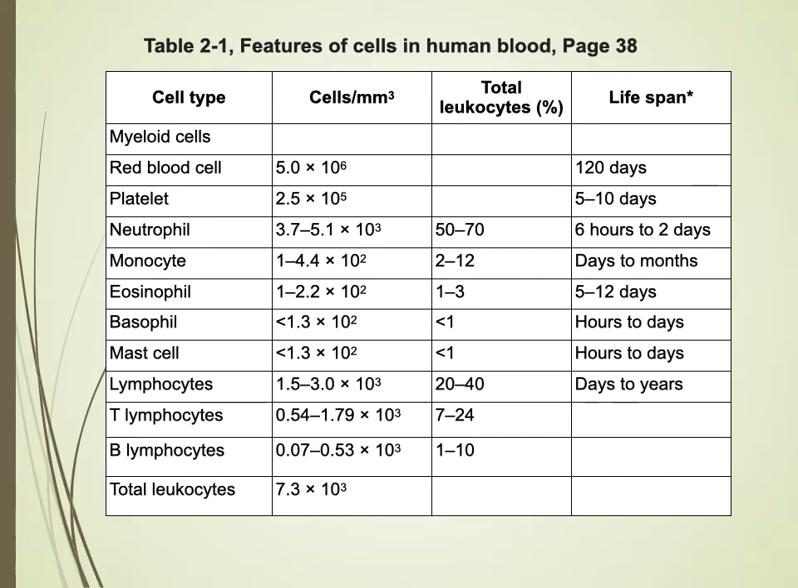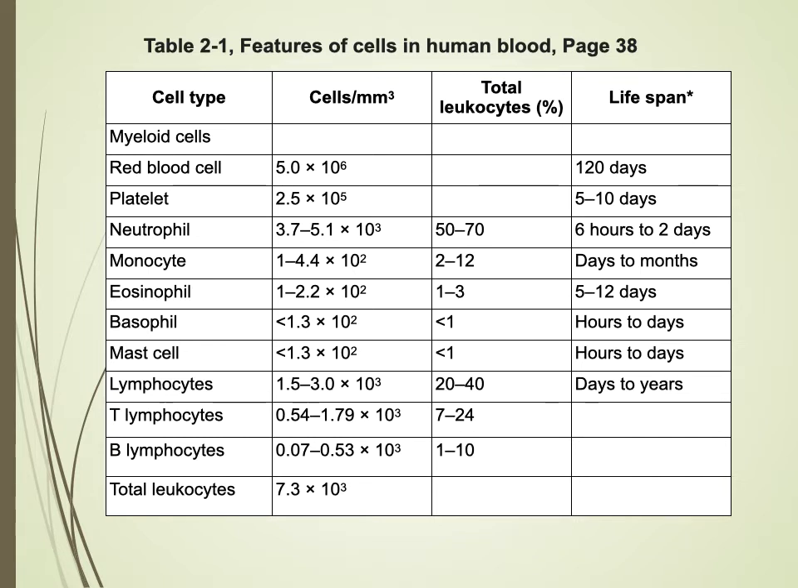Okay, and so in this table, we're just looking at the number of cells that are present in human blood. So if we were to take a sample, what percentage, what amount of neutrophils would we expect there to be? And so you can see, if you focus on the total leukocytes percentage, you can see that neutrophils are the most abundant cell.